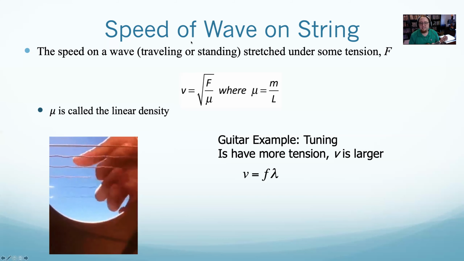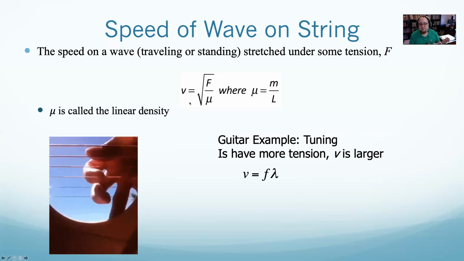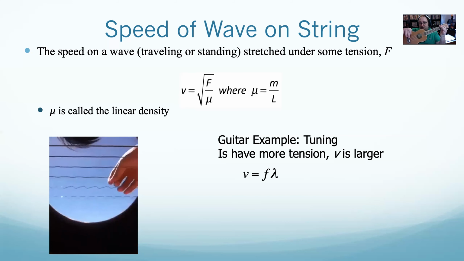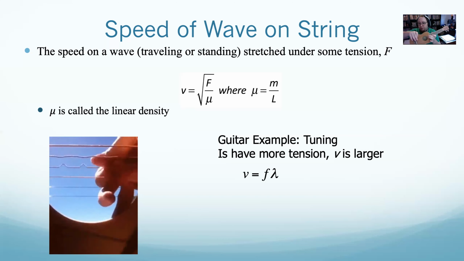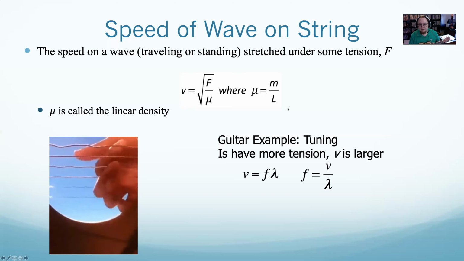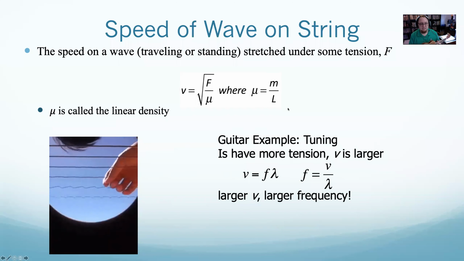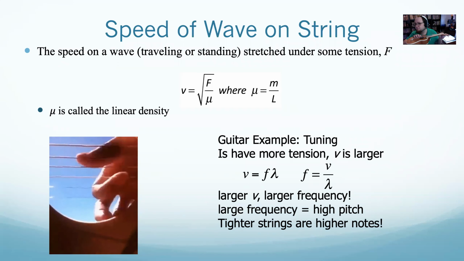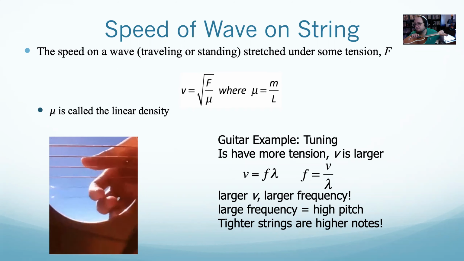The reason why is if you increase the tension in the string, you increase F. If you increase F, you increase V. I am not changing the wavelength. Once again, the wavelength is just twice the length of this string, as long as I'm not playing a note. And since I'm not changing the wavelength, that means I'm changing the frequency. The larger V is, the larger the frequency is. So when you make a string tight, it gets a higher pitch versus if you make it not so tight.